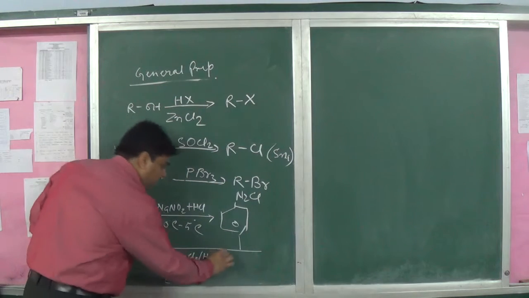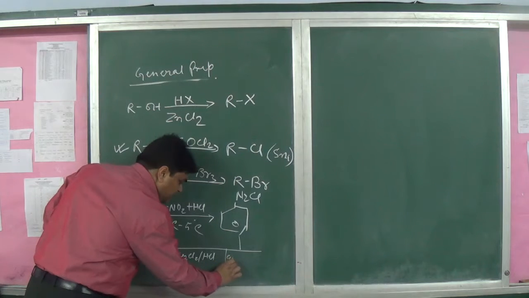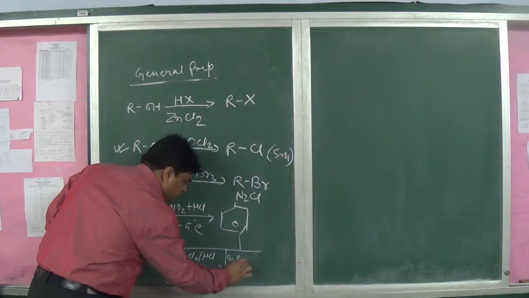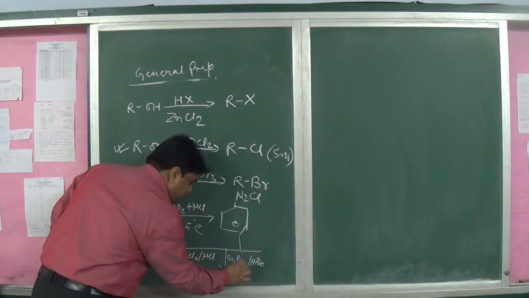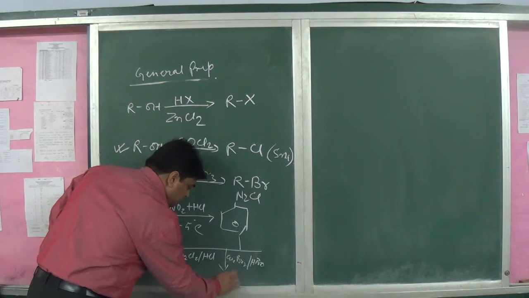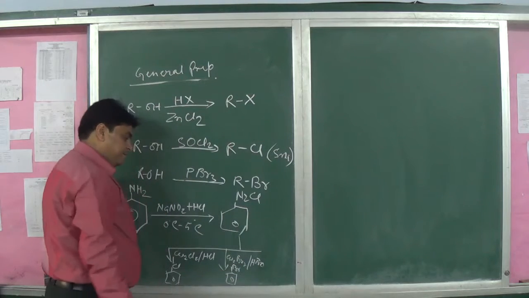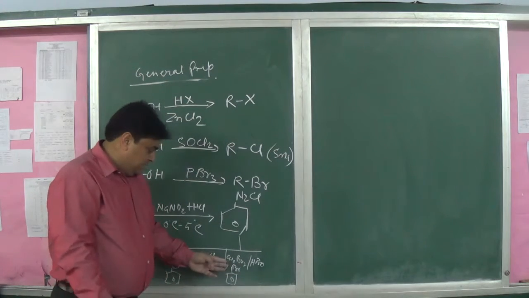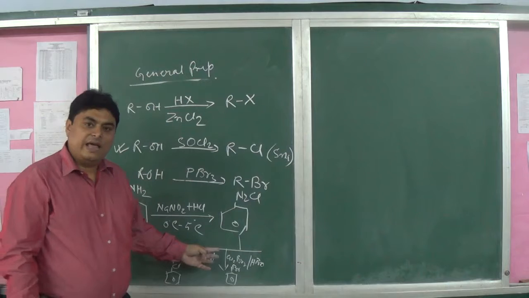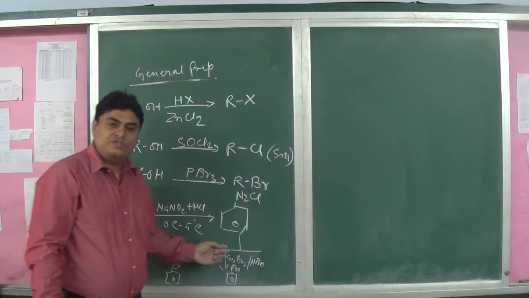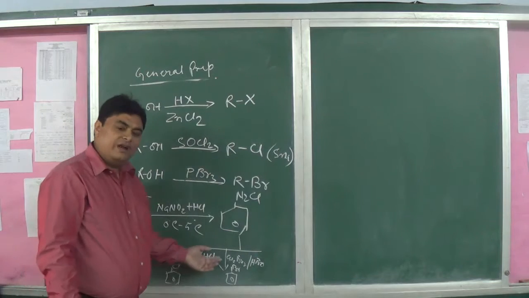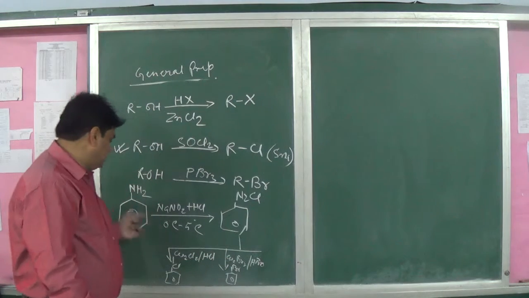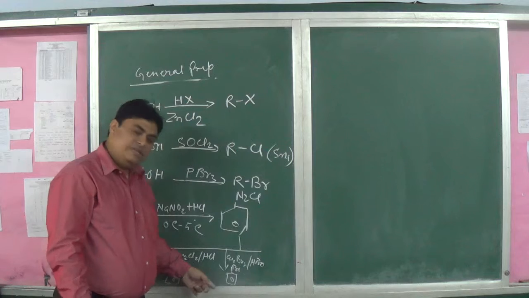Identically, we can form bromobenzene with Cu2Br2 and HBr. This reaction is also known as the Sandmeyer reaction. It is one of those important name reactions that is frequently asked in your board exam, so while writing notes on the Sandmeyer reaction, you have to start right from there to finish up to here.